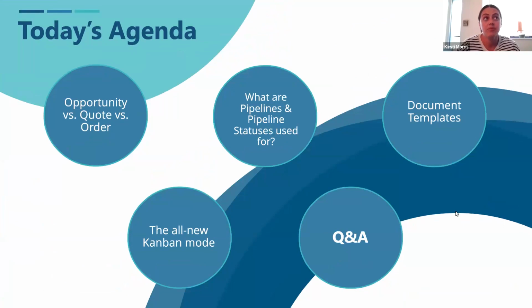So on today's agenda, we're going to go through what an opportunity is versus a quote and versus an order, so you can get a little bit more understanding. We're going to look at pipelines, setting up pipelines, and what pipelines and statuses are used for. We'll also have a brief touch on document templates and how you can embed them into emails. And we'll look at the all-new Kanban mode. So at the end of the session, we will have a Q&A. So if you'd like to use the chat function to ask questions throughout, please do, and we'll cover them at the end.